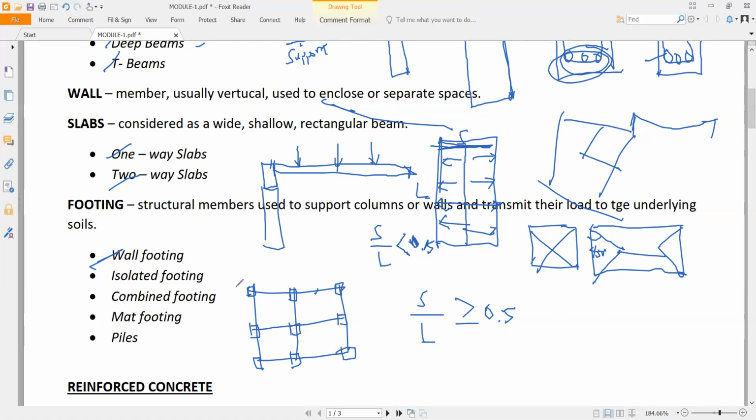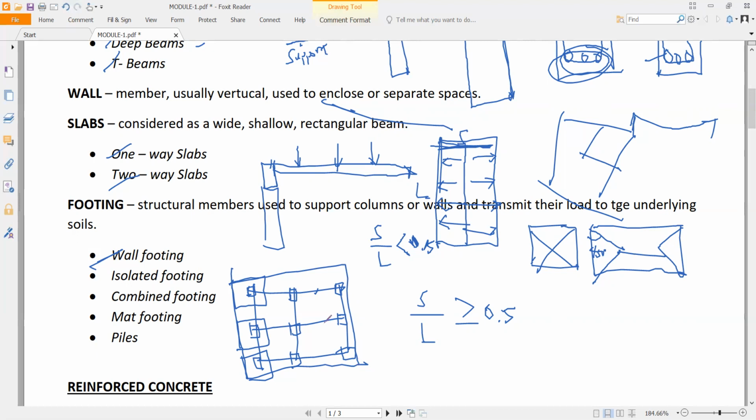Kapag isolated footing tayo, each one, meron silang footing. Kada isang column, isang footing. So, yan yung isolated. Kapag mat footing naman, usually, the whole building itself is under a mat footing. Ito yung mga ginagamit sa mga high-rise structures, mga mega structures such as yung ating mga malls, yung mga highly loaded na structures. Kasi ginagawa natin na mat footing kasi meron tayong tendency kapag bumibigat yung structure natin over the years, nako-compact yung soil natin and nagkakaroon tayo ng settlement.